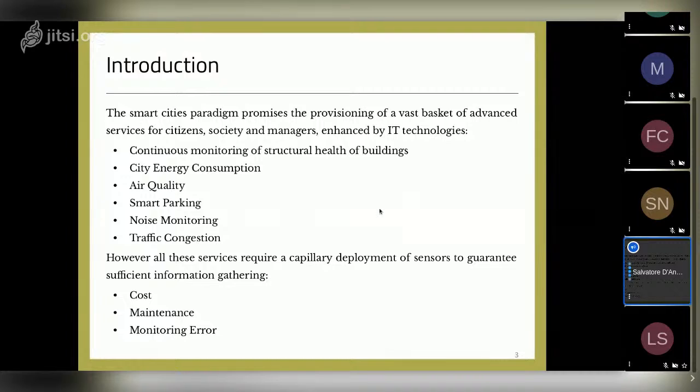The smart cities paradigm promises the provisioning of a vast basket of services for citizens and society, enhanced by IT technology. Services like smart parking, air quality monitoring, noise monitoring, structural health of buildings. All these services require a capillary deployment of sensors to guarantee sufficient information gathering. All of these sensor networks have some problems. They are very costly. There is a problem of maintenance of these sensor networks, and there are some monitoring errors.